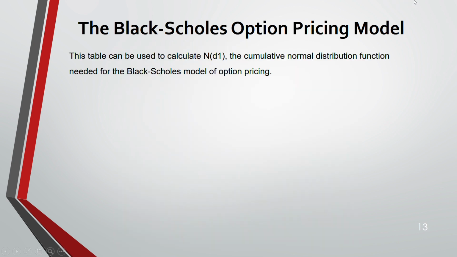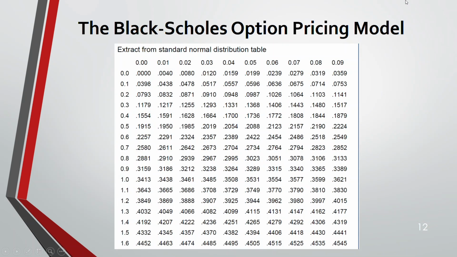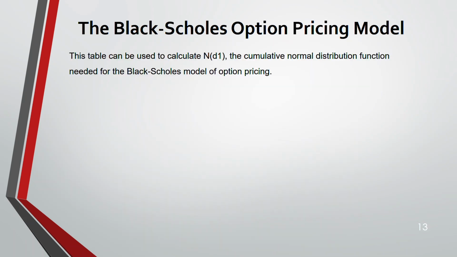Now, you saw the previous distribution table. This table you need to calculate your ND1 and ND2. That's why you need that table.